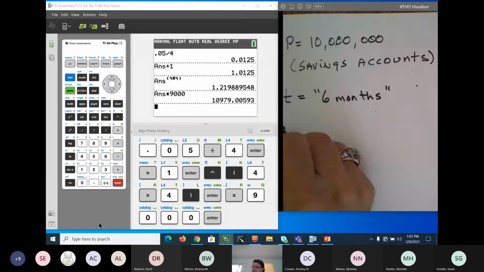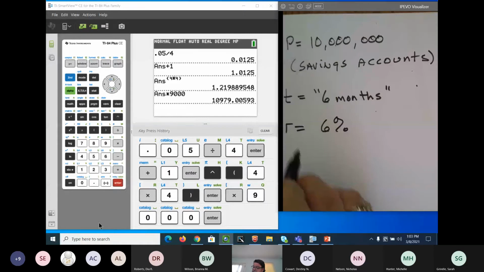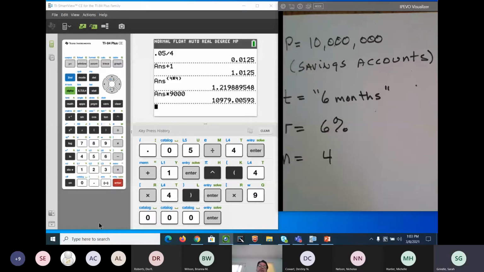So they'll say, we'll give you 6% interest. R is equal to 6%. And we'll compound it quarterly. So they're going to compound it. N is equal to 4. So how much money will you have at the end of 6 months? Go ahead and do that. A is equal to P times 1 plus R over N raised to the NT power.